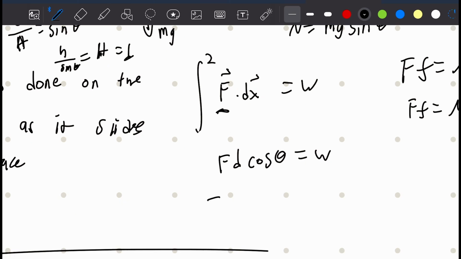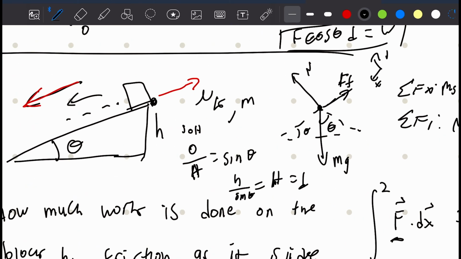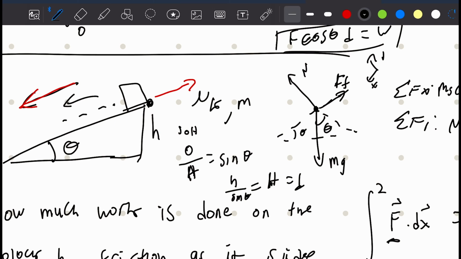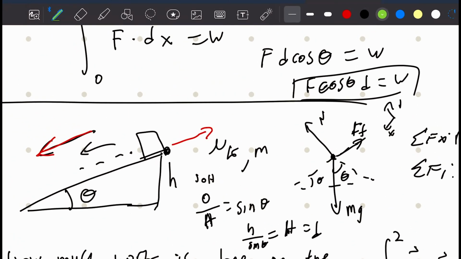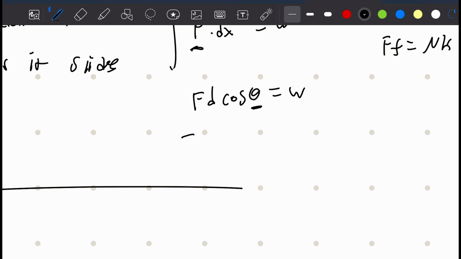Right, because the dot product tells us when you dot it, you get this F d cosine theta, and this theta here is the angle between the two vectors. This here is the friction vector. This here is the displacement vector, the direction of movement vector, essentially. The angle between these two is 180 degrees. Cosine of 180 degrees is equal to -1. So we're going to have negative F d is equal to the work.